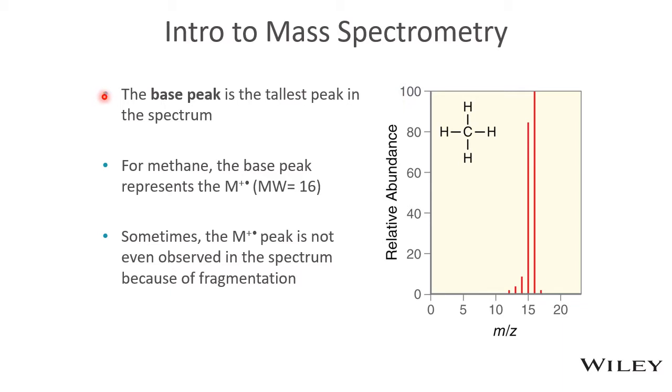Now, the base peak is known as the tallest peak in the spectrum. So for methane, the base peak is this tall peak right here. For methane in particular, the base peak is actually representing the molecular ion, or the mass of the entire molecule.